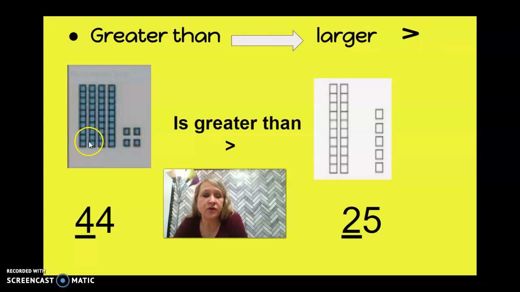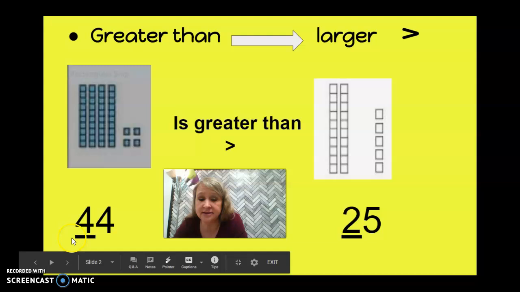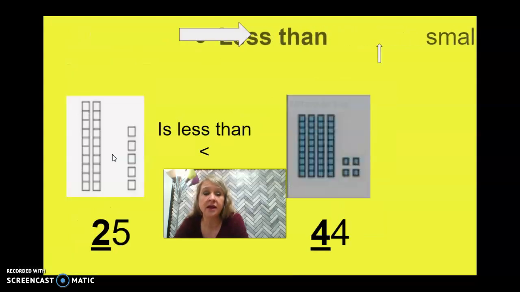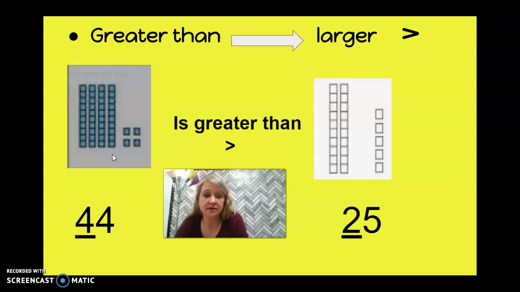Okay, so if we look at 44, we have 4 tens and 4 ones. 25 has 2 tens and 5 ones. 4 tens is worth 40. 2 tens is only worth 20. So which one was greater? 44 is greater than 25.